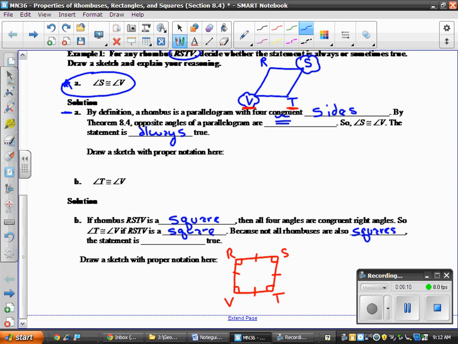The statement is sometimes true. And sometimes the rhombus looks like a square, but sometimes it doesn't. Okay, so that's kind of getting into the properties of, or the definitions of each of those shapes.